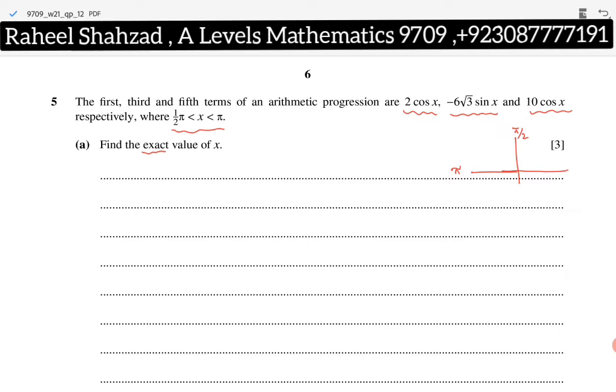Okay, given that these are in arithmetic progression, the common difference would be the same. So this is your first term, this is your second term, this is your third term. So we are going to find the differences and put them equal.